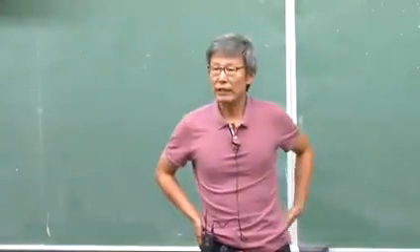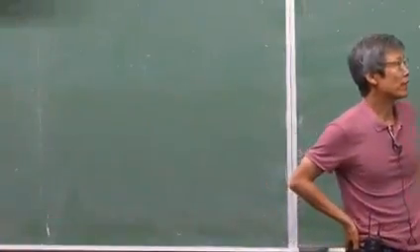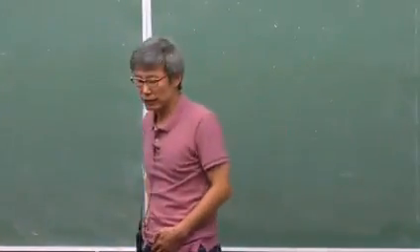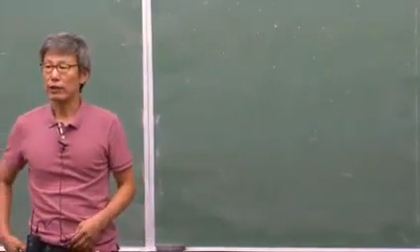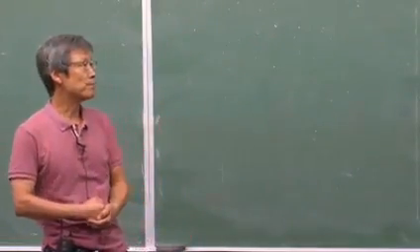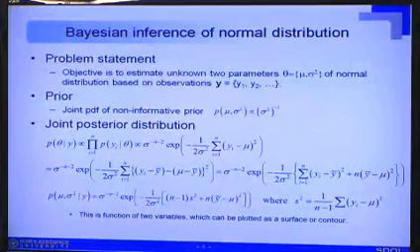Two days ago on Wednesday, we considered Bayesian inference of a normal distribution based on the observation. At that time, we considered only one parameter out of the two parameters of the normal distribution, and we considered only one parameter by assuming the other known a priori.